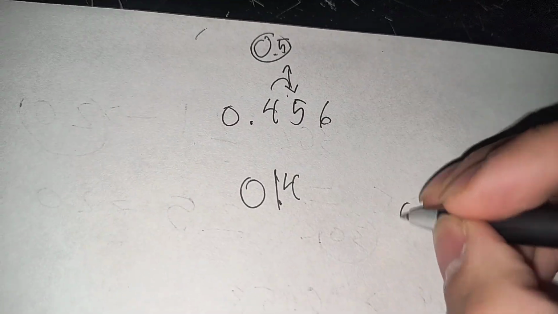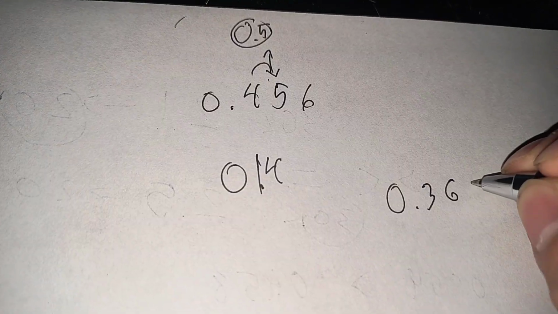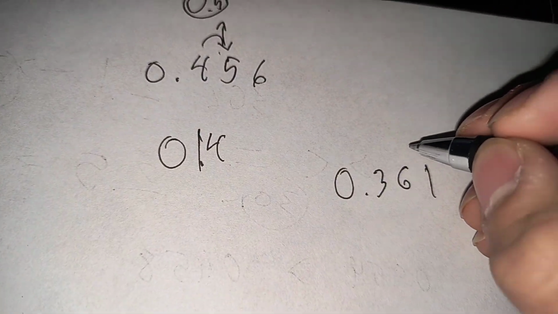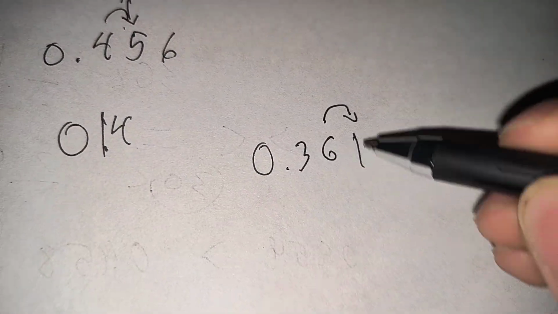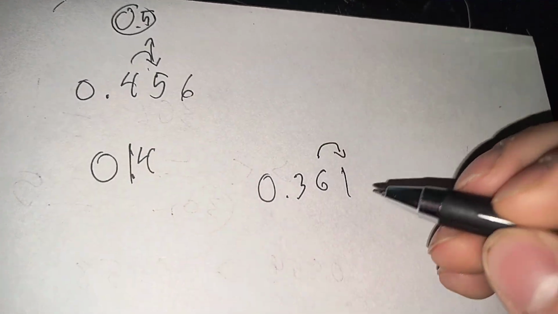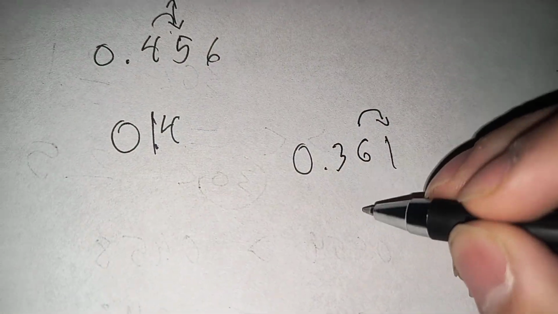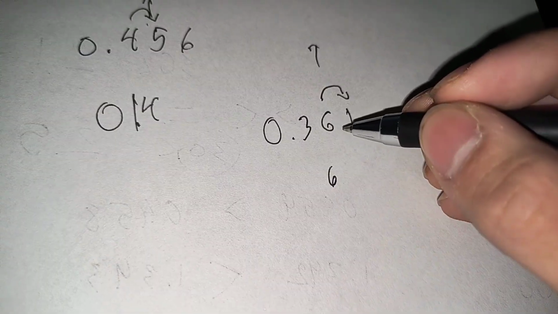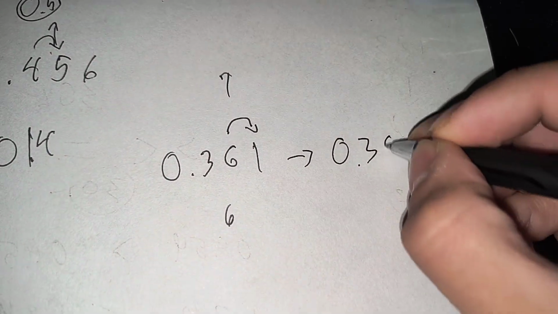Okay, what about 0.361? Round to the nearest hundredths place. Well, where's the hundredths place? That's right here. This is the hundredths place. Then we look at the place after it, which is the thousandths place. Now, which hundredth is the thousandths closest to? Is it closer to 6? Or is it closer to 7? Well, it's closer to 6. It's closer to 60 than it is to 70. So then this number would be rounded to 0.360.